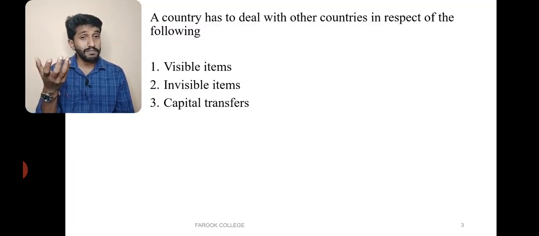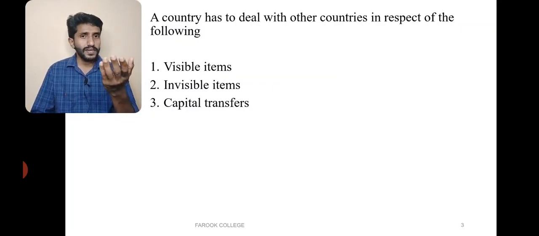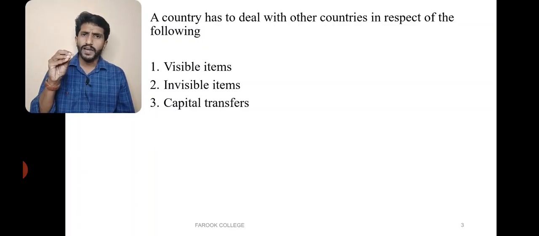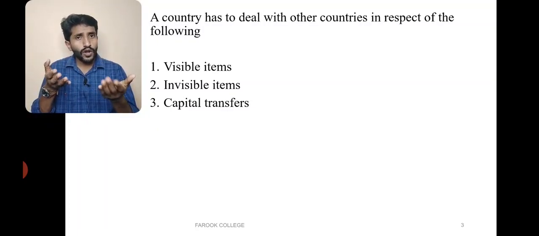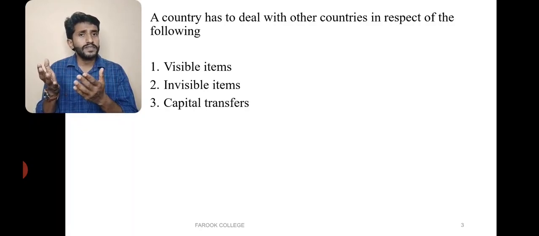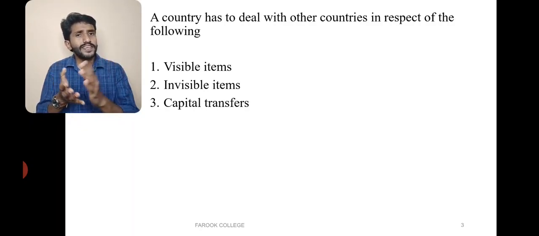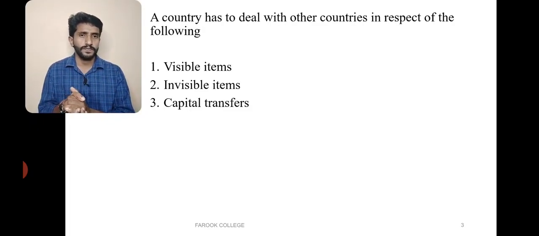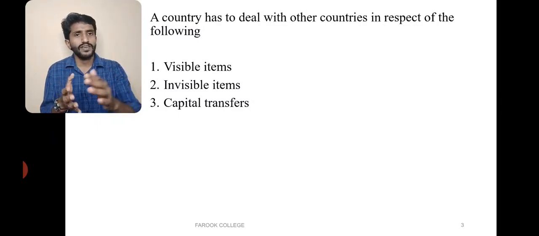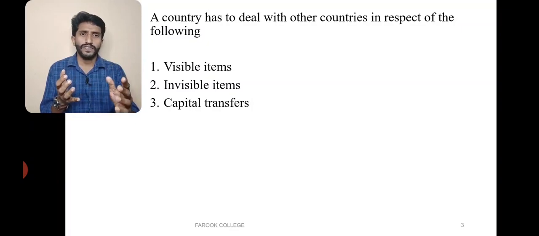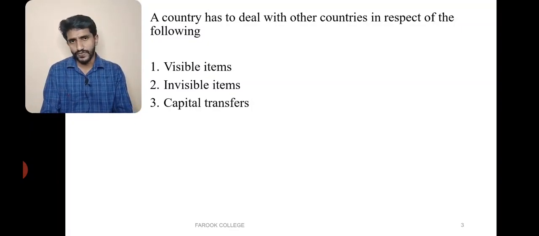Then it might be capital transfers. You might have heard about FDI and FII. Each country might be investing in another country. It might be through FDI, foreign direct investment, or foreign institutional investment. All these investments, long term or short term debt, lending and borrowing, are included in capital transfers. So the transactions might mainly be of visible or invisible items, or through capital transfers.